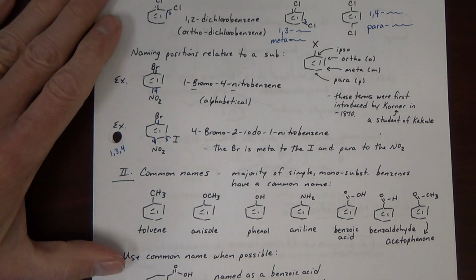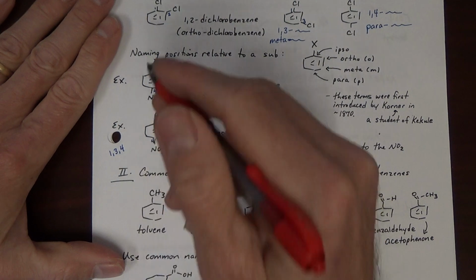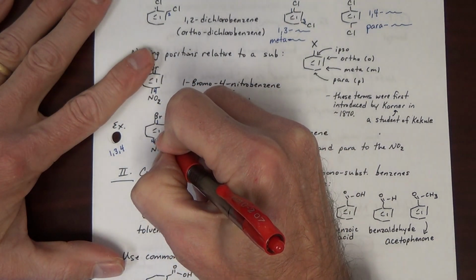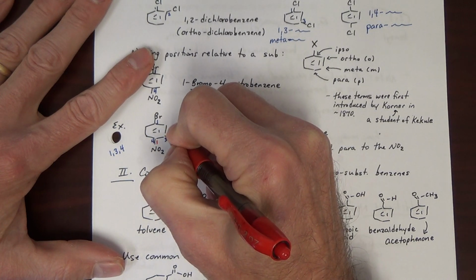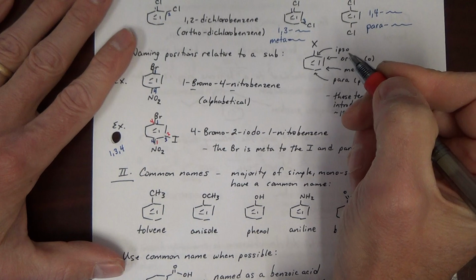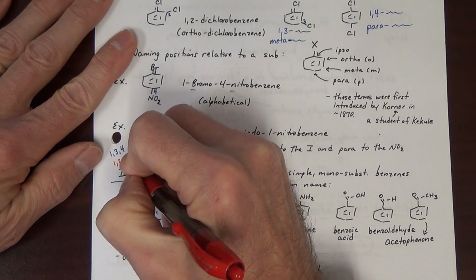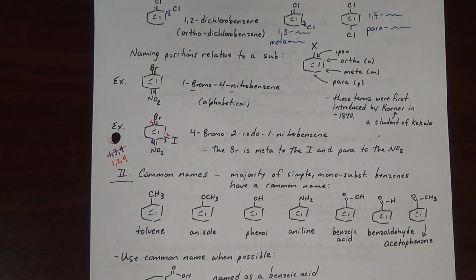We can do better than that. If the nitro is 1, then the iodo would be 2, 3, 4. And that's a 1, 2, 4. And that's better than a 1, 3, 4.